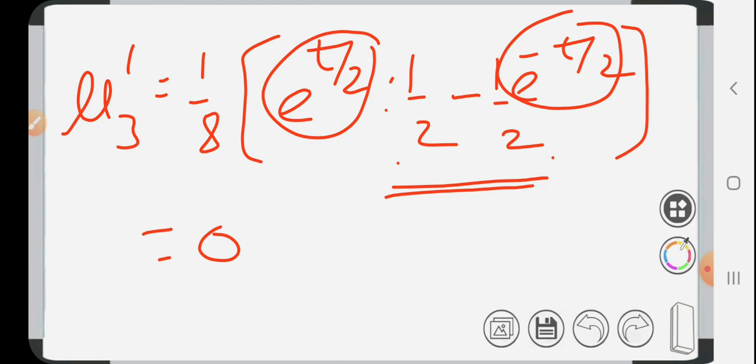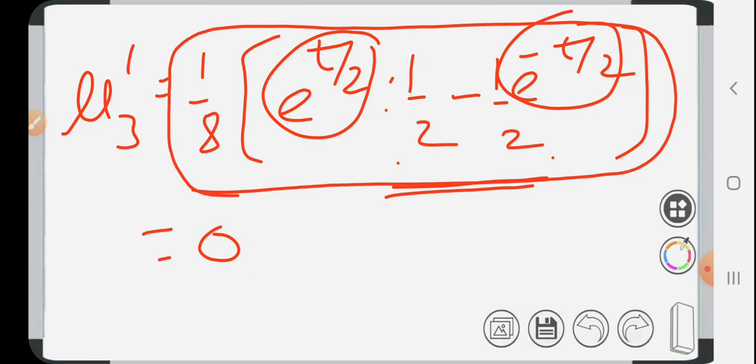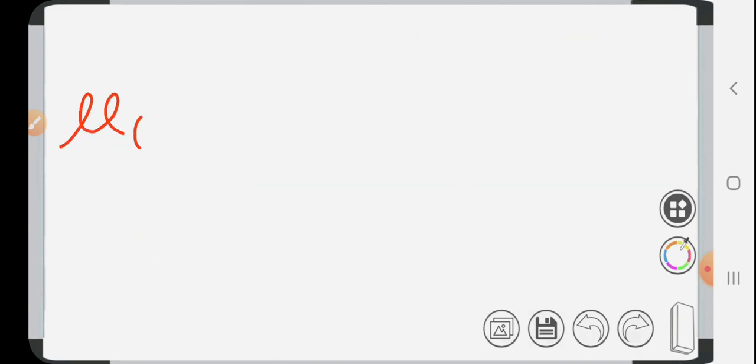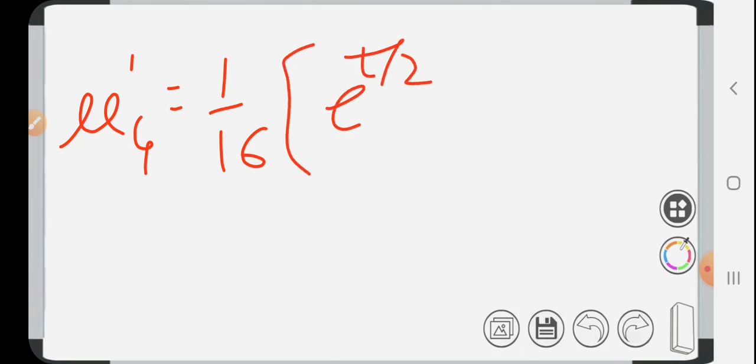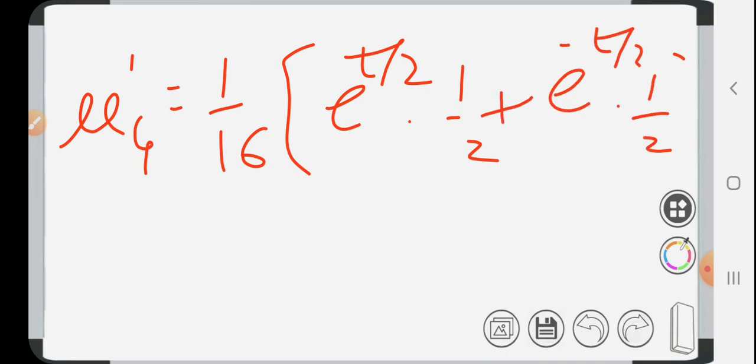Now to find mu 4 dash, differentiate this term with respect to t again. So 1/2 into this, 1/2 take outside, 1/8 is already there, it becomes 1/16, and now here minus minus becomes plus, that we have to write only. So mu 4 dash is equal to 1/16 in bracket e raised to t by 2 into this 1/2 plus e raised to minus t by 2 into this 1/2.